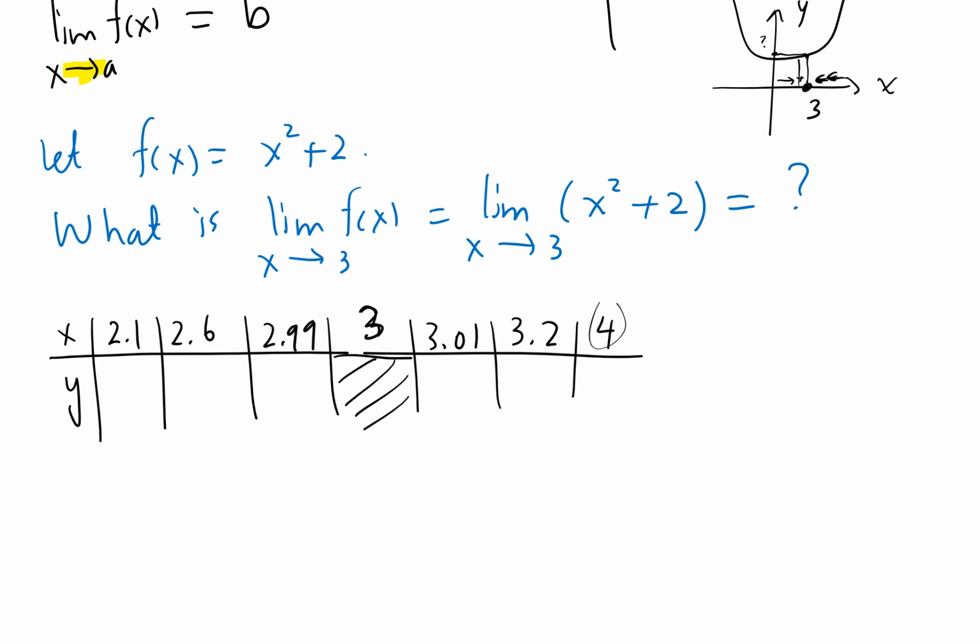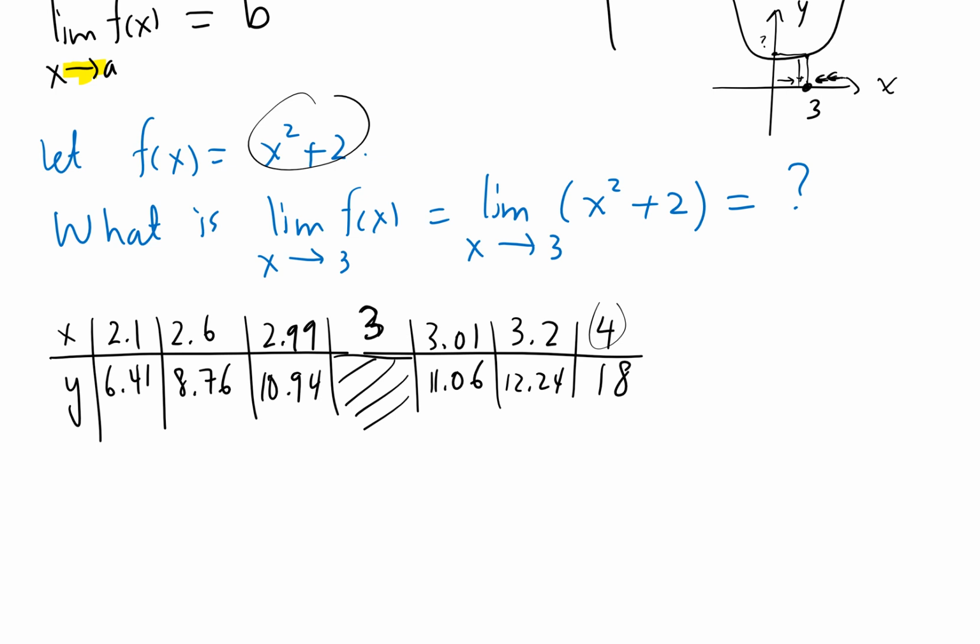What happens if you substitute the 4 in the function? We get 4 squared, 16, plus 2, 18. If you substitute 3.2, 3.2 squared plus 2 gives me 12.24. If you substitute 3.01, that's 11.06. And here you get 6.41. If you do it for this one, I got 8.76, and the last one I got 10.94.